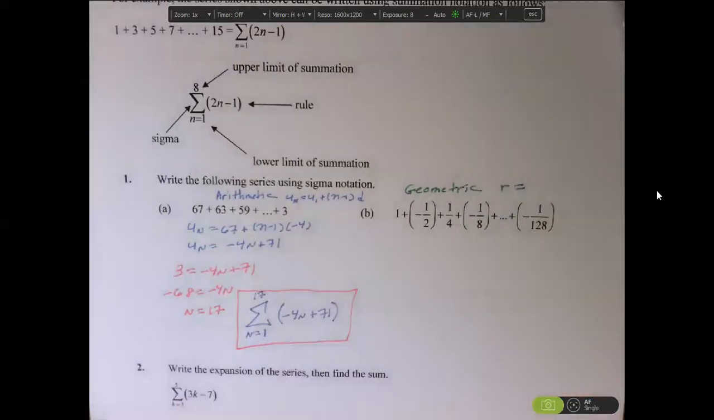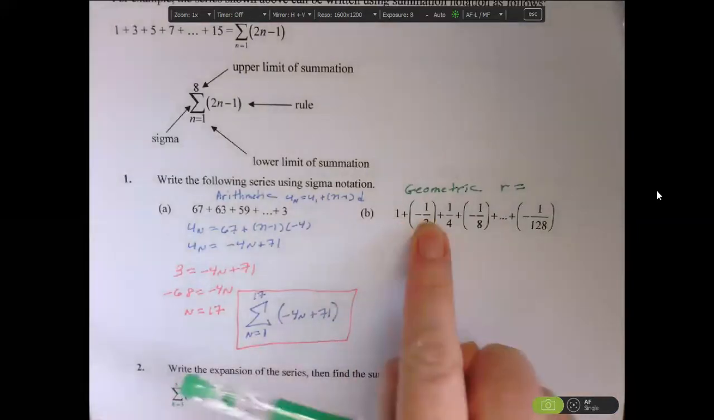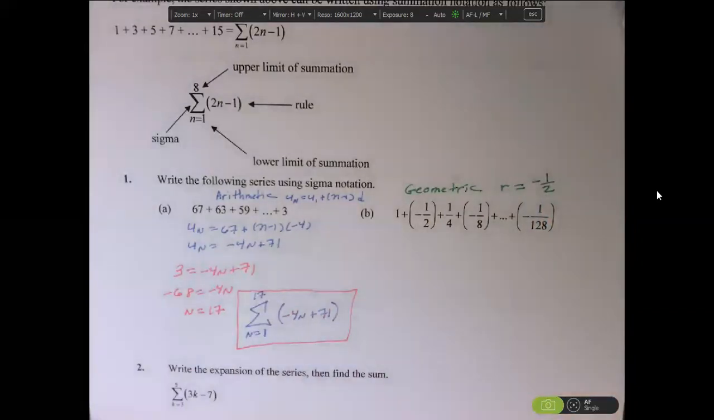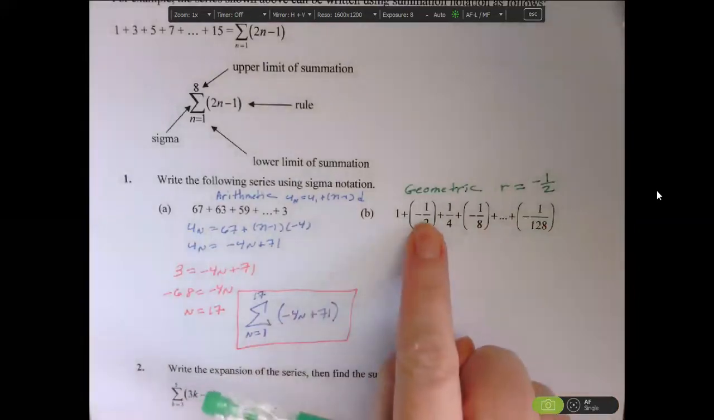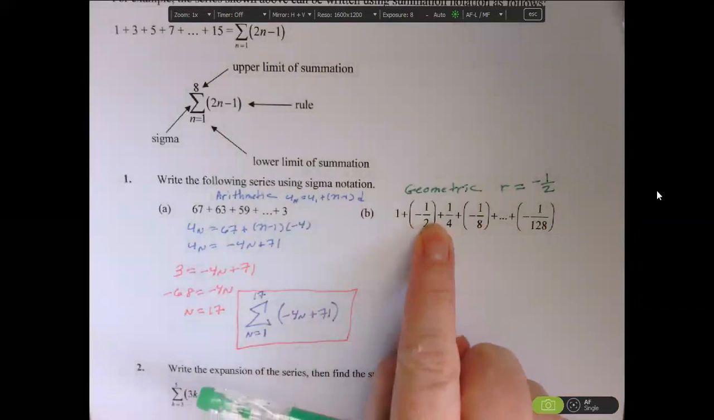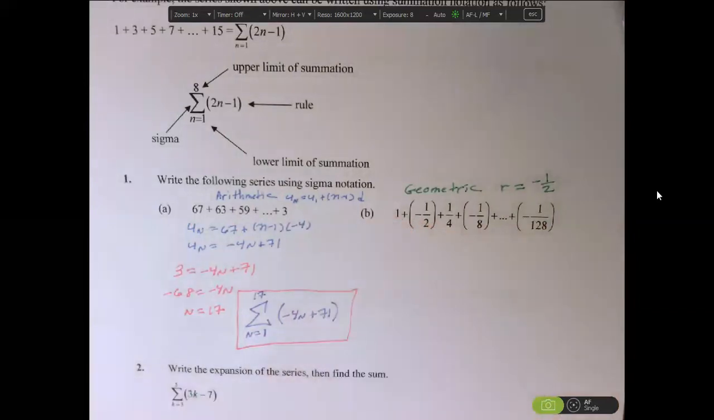Hopefully everyone's noticed that to get to the next term from the previous term, you would multiply by negative 1/2. You can tell it's negative because every other term is negative. And it's a 1/2 because, again, how do I find it? I take any term and I divide by the previous term. If I take negative 1/2 and I divide by 1, I get negative 1/2. I'm convinced.